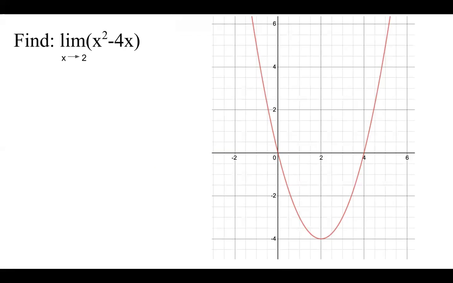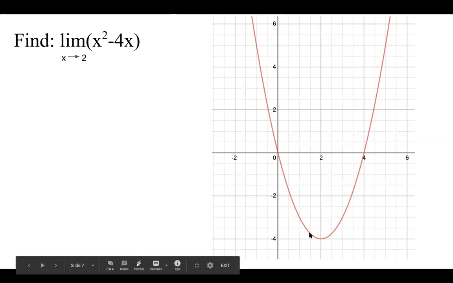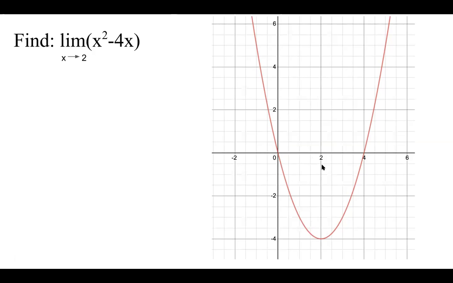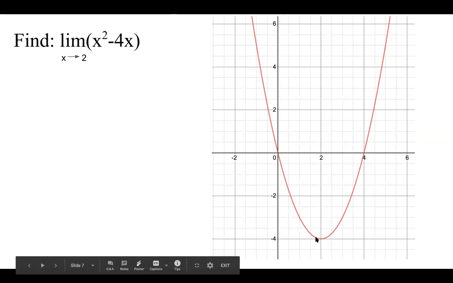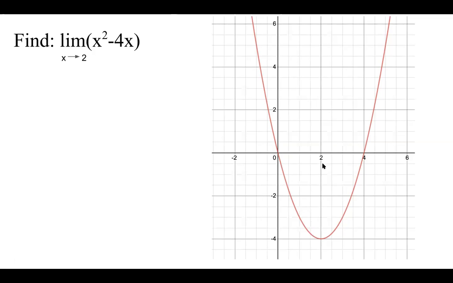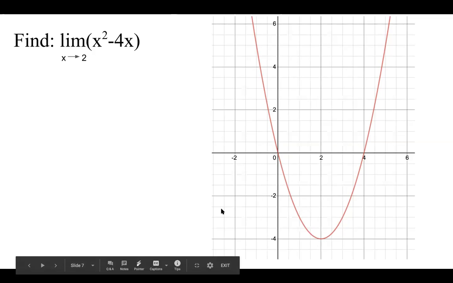So find the limit of this function that I graphed here, x squared minus 4x, as x is approaching 2. So as x is approaching 2, what is happening to our function? Well, it's getting closer and closer to this value, negative 4. And notice how this is true for both sides of the function. Yes, it is true that if we plugged in 2 into this function, we would get negative 4, but that doesn't mean that we can do this for all limits. I'll talk about that later though. But looking at the graph, this limit is negative 4 because as x approaches 2, the graph is approaching negative 4.